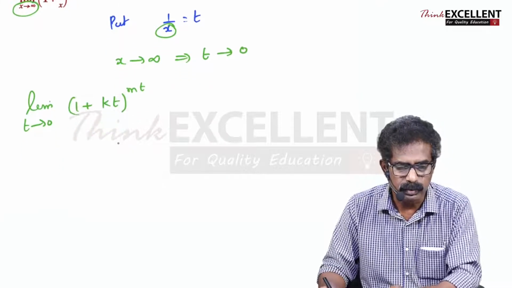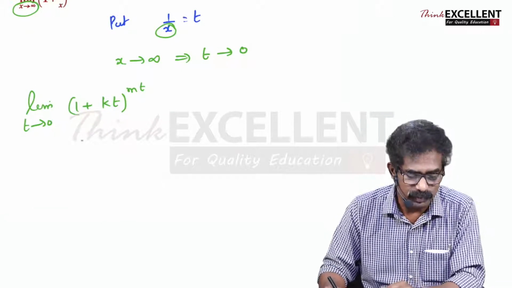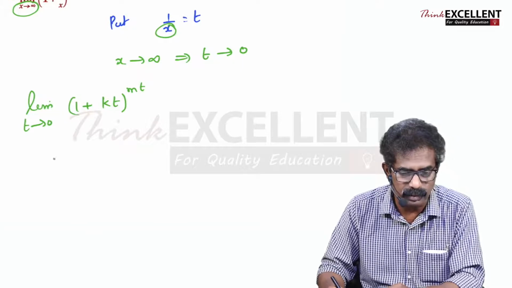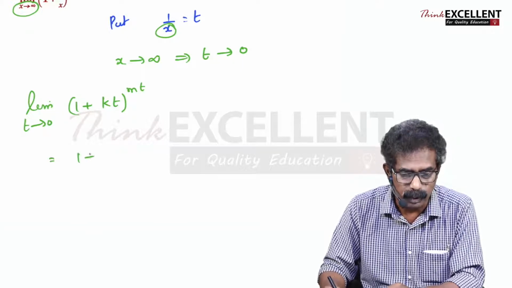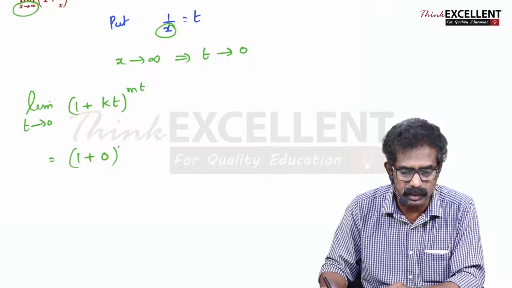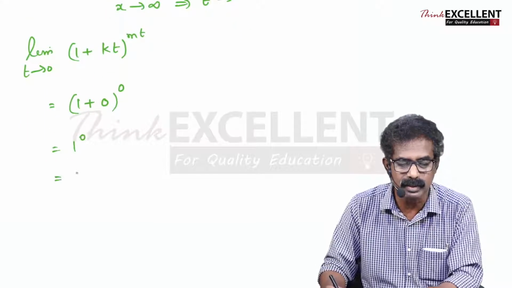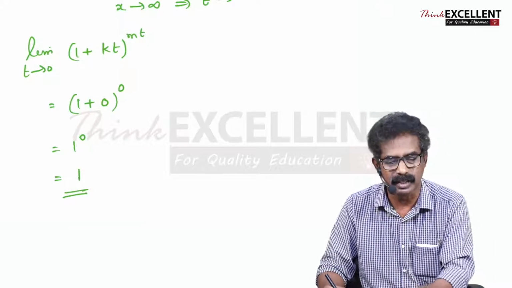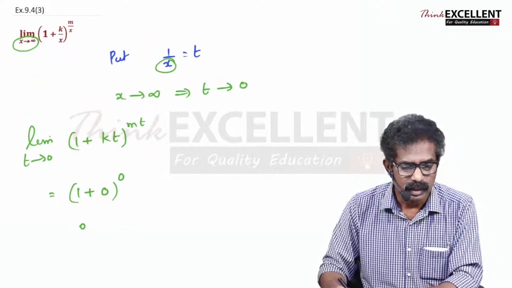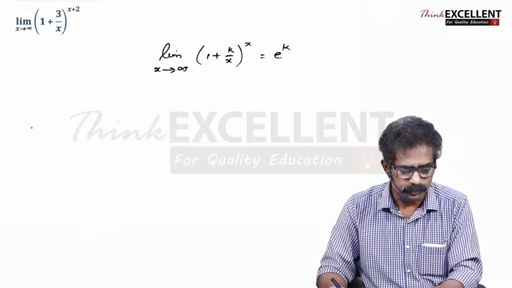Okay, so now no formula here. You apply the limit directly. If you apply the limit directly, for t you put 0, 1 plus t, it is 0. The whole power, t is 0, so m into 0 it is 0. You are getting 1 raised to 0. Any number raised to 0 is 1, right? It's a direct question. Now let's move on to question number 5, then we'll come back to the fourth one.